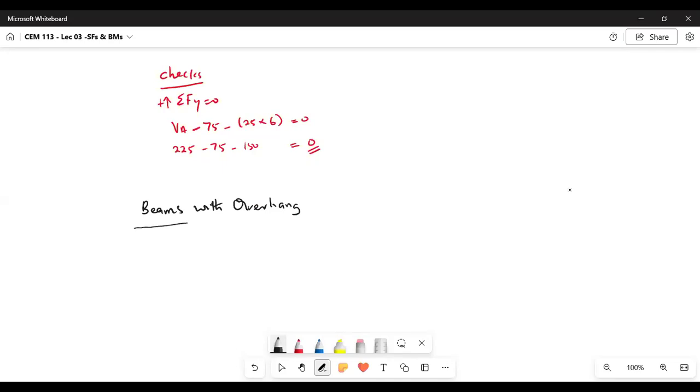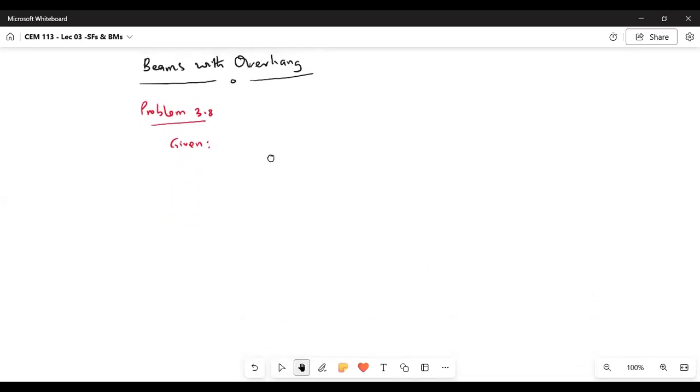I believe that you remember we have dealt with different types of beams, and that we have also dealt with beams with overhangs. So we're going to take a problem. This one, we take problem 3.8. This is the given information. With the beams with overhang, I'm going to provide a question.